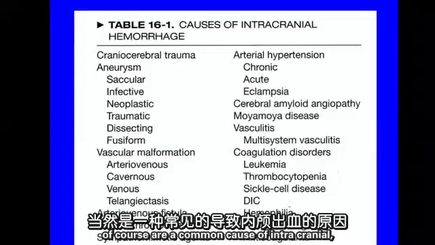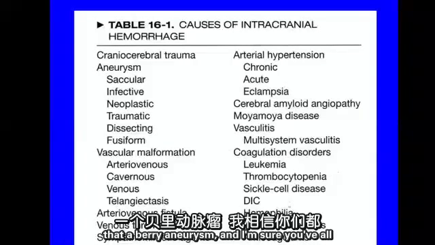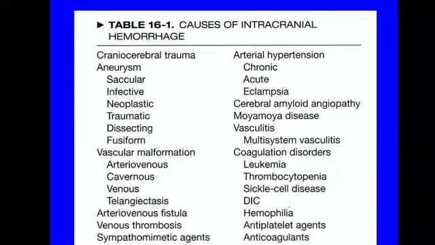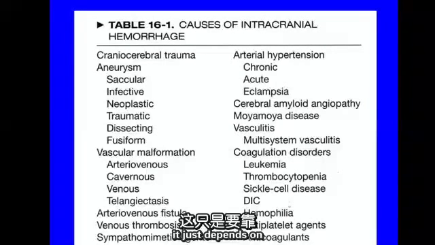Berry aneurysms, of course, are a common cause of intracranial, usually subarachnoid hemorrhage. But remember that a berry aneurysm, and I'm sure you've all seen examples of this, a berry aneurysm that points directly into the brain parenchyma can present almost exclusively with an intraparenchymal hemorrhage with a very minimal subarachnoid component. Just depends on where the dome of the aneurysm is situated.